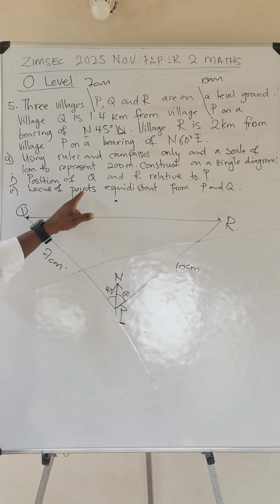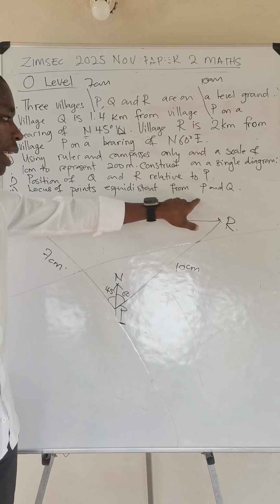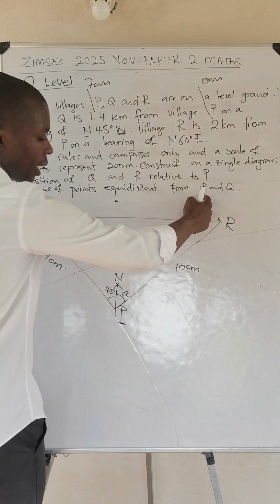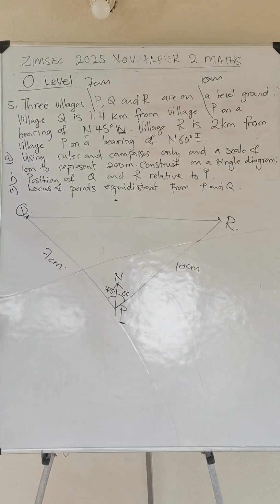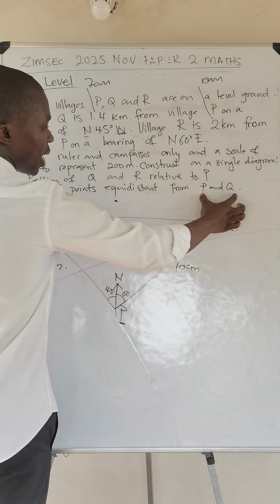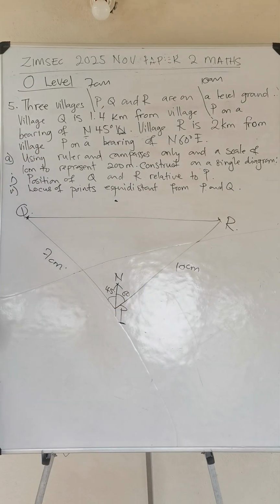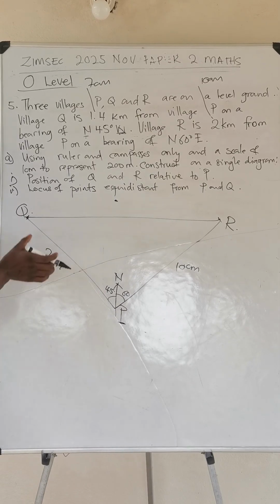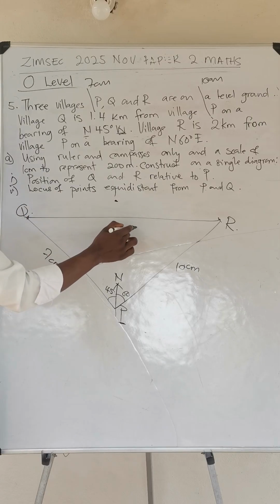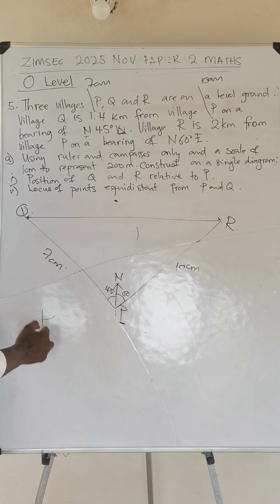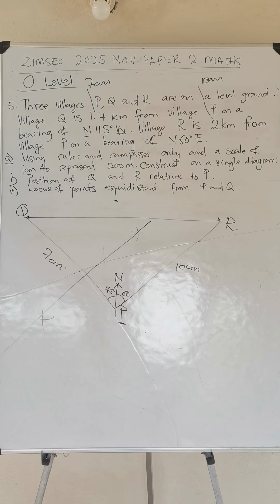Find the locus of points equidistant from P and Q. Locus of points which are equidistant from P and Q. So I told you before that if the question is like this, you have to bisect the line PQ. So our line PQ is here. So we place our compass here, then we draw an arc, then we shift it here, an arc again, then we connect the points. So this is what we are supposed to be doing.